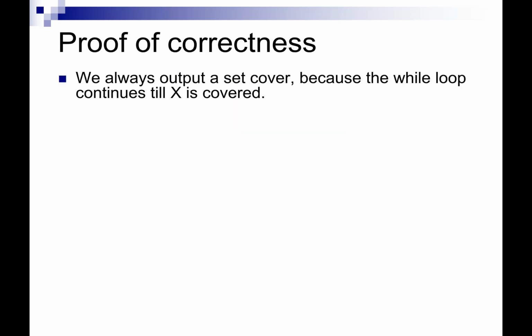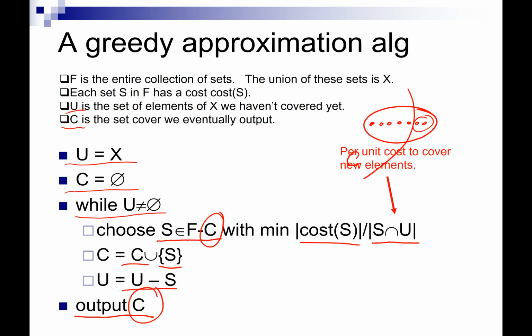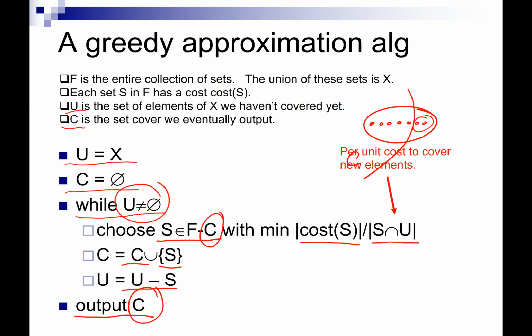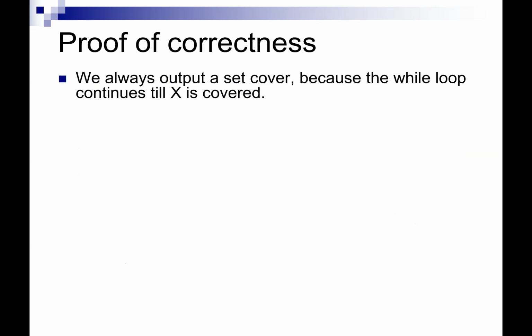In terms of showing this is correct, first of all, the output of this algorithm is definitely a set cover. The C set here definitely covers all of the points in X. That's just because while we have any uncovered points, we're going to keep picking additional sets, and we know that all of these sets, if you take them together, can cover X. So in the worst case, we're going to take all of the sets in this entire collection. But in any case, when we stop, we definitely cover all of the points in X.